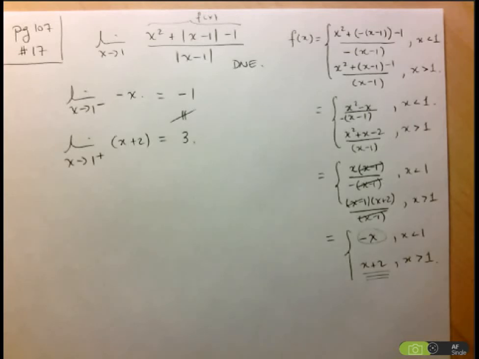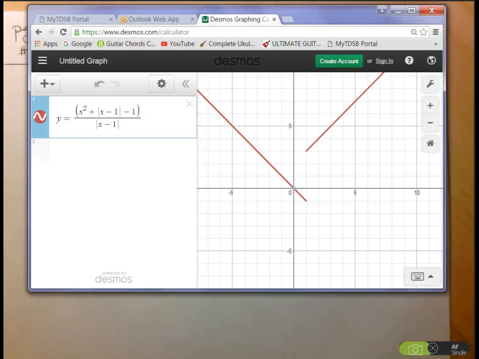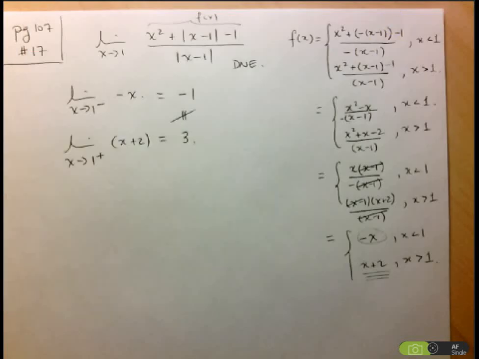Now they ask us to graph this thing, so I'm not actually going to do it by hand, but we'll just take a look at the graph, and Desmos does this very nicely. And we see here, as expected, at x equals 1, it does not have a limit. It approaches -1 from the left, and it approaches +3 from the right, just like we found. Okay, that's it for this one here.